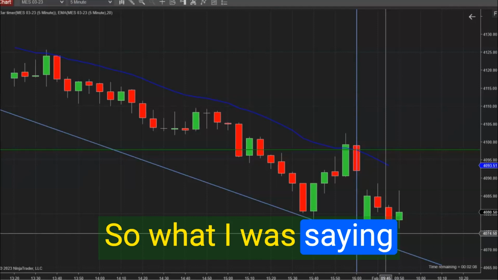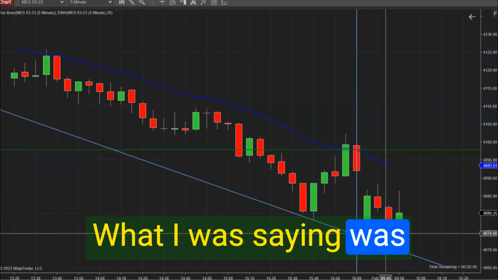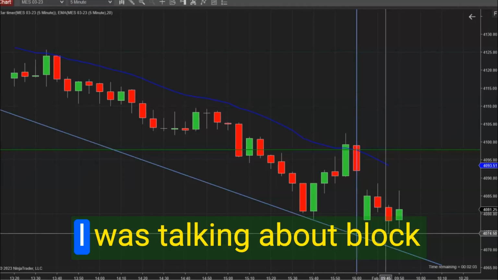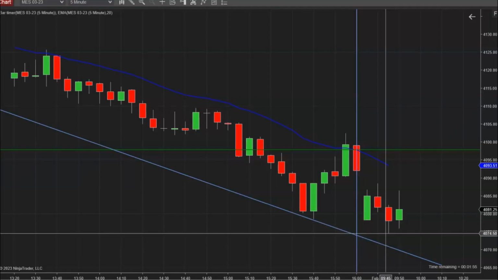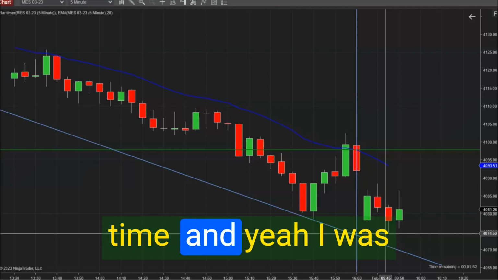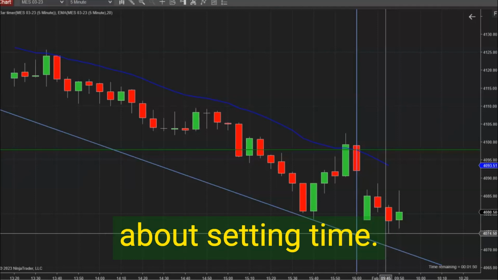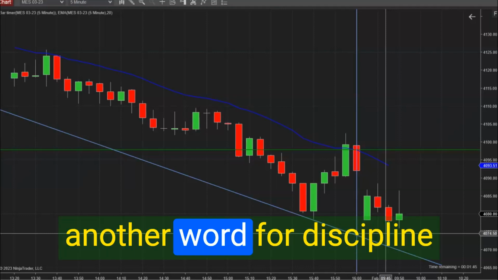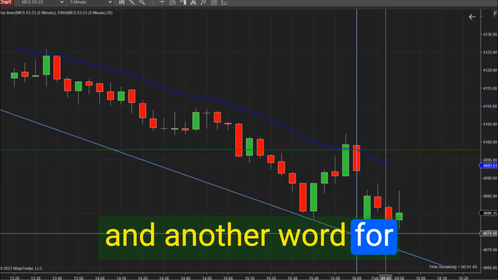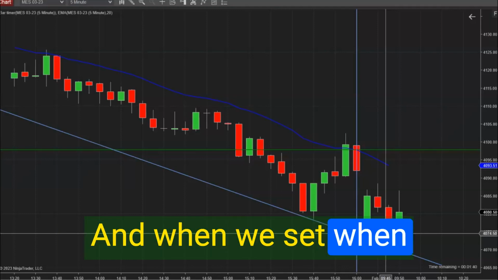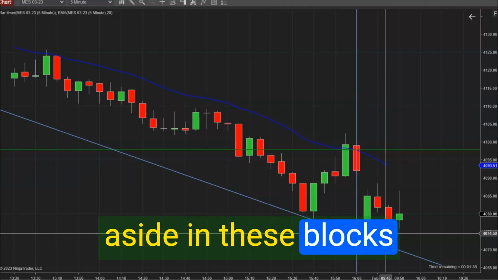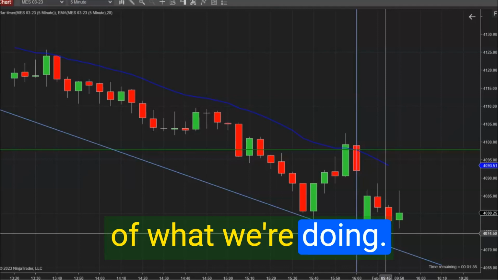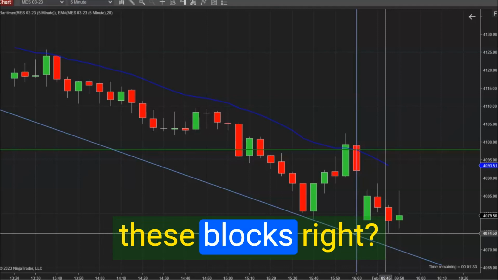So what was I saying? I was talking about block time, and basically talking about setting time aside in these blocks. And the blocks are another word for discipline and another word for consistency, right? And when we set time aside in these blocks, it's less important what we're doing. It's more important that we show up for these blocks, right?